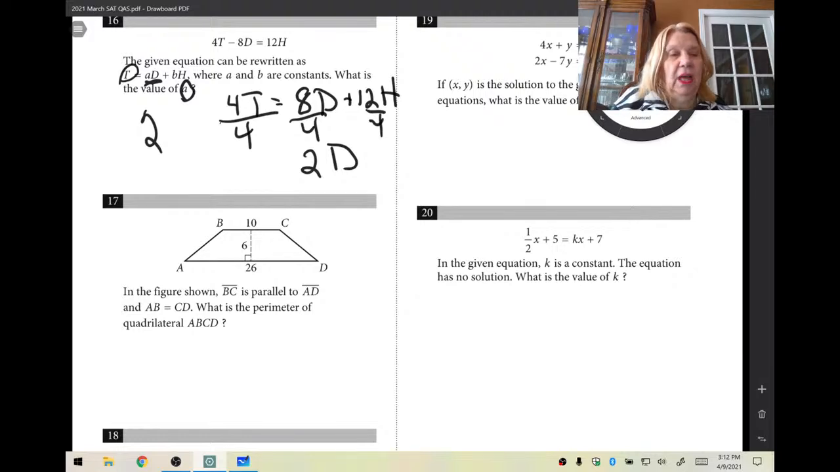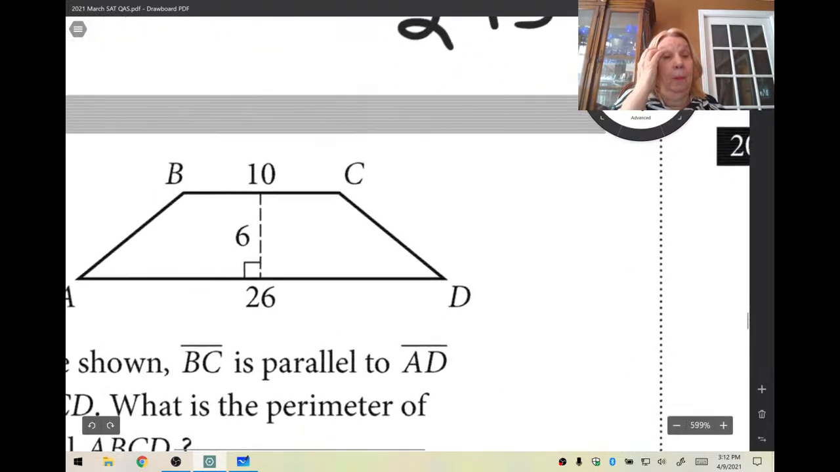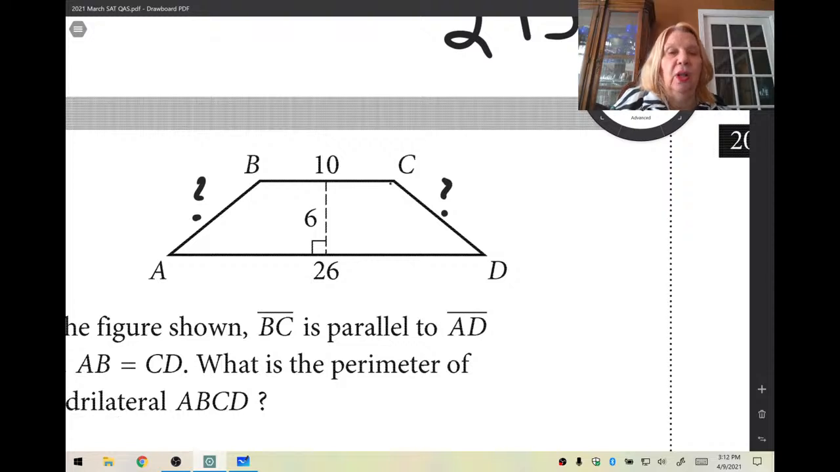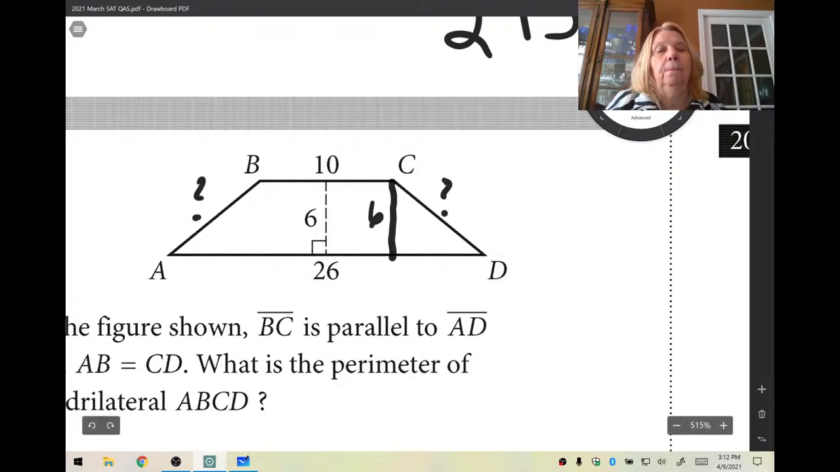So they give us a trapezoid. I might zoom you in for this one too, just so you can draw on it. Okay. So what do we know? We have to draw a line. We're trying to get the perimeter of the trapezoid. So we need to get these two sides out here. So we have to draw a line. They don't tell us this. So this will be a 6.